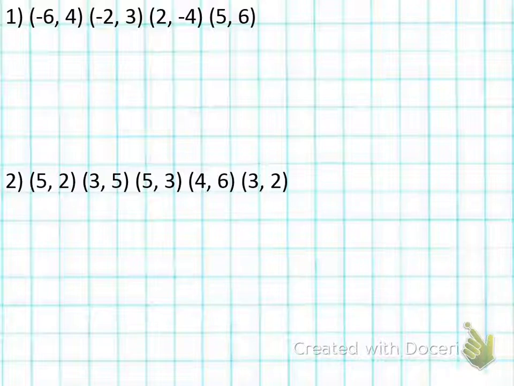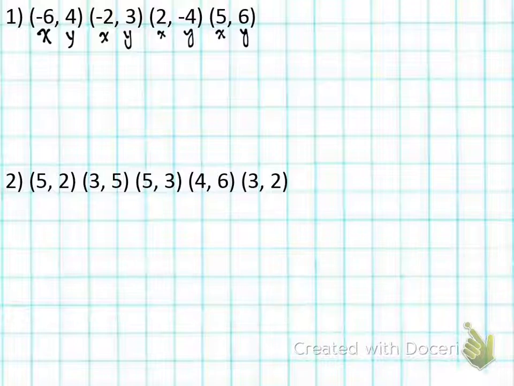Okay? Number 1. Let's say I had all these numbers: -6, 4, -2, 3, 2, -4, 5, 6. These are all coordinates or ordered pairs. So -6, 4: this is an x and this is a y. On -2, 3, this is an x and this is a y. 2, -4, this is an x and this is a y. And 5, 6 is an x and this is a y. You follow me so far? X's and y's? Okay? Yes.